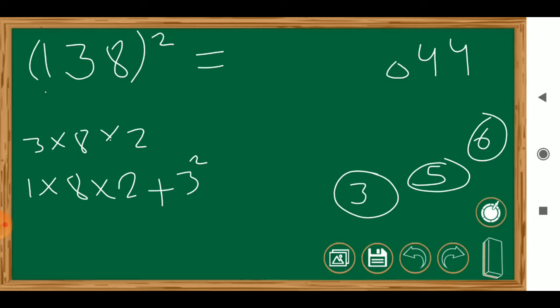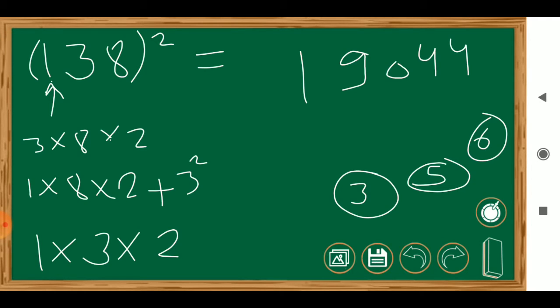Next step, we multiply 1 into 3 into 2. We get 6, 6 plus 3 is 9. And the square of the hundreds place digit, meaning 1 squared. 1 squared is 1, and that is our answer.